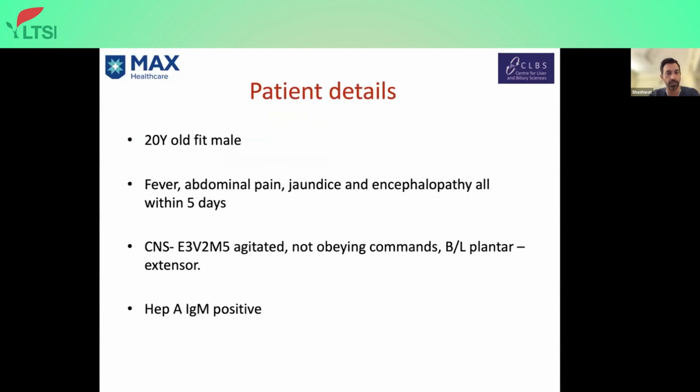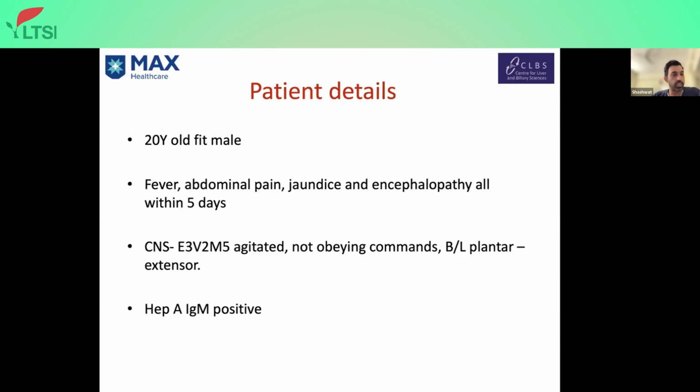Can I move on to the next slide, please? So now we have a different case scenario. This is a 20-year-old gentleman who was very fit. He had fever about 5 days prior to presentation, associated with severe abdominal pain, developed jaundice the next day, and then encephalopathy the day after. So a very short period.